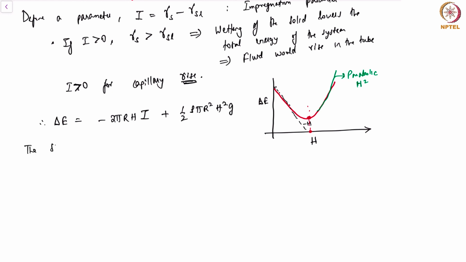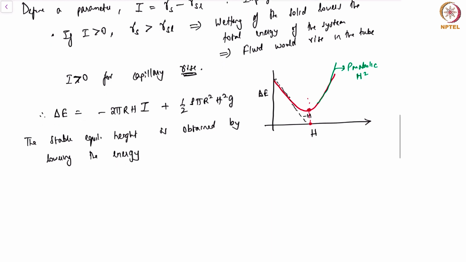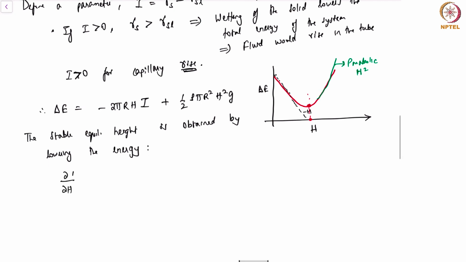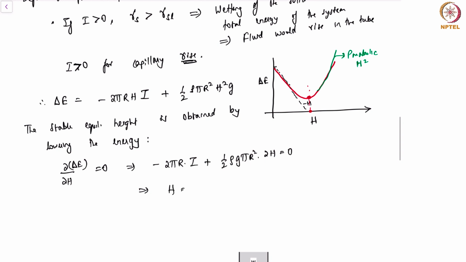the stable equilibrium height is obtained by lowering, or minimizing, the energy. And how do we achieve this? We say the derivative of the energy change with respect to height has to be 0. That's the minima of this curve, and I simply have minus 2 pi r times I plus half rho g pi r square times 2h is equal to 0. I simply get h will be 2 times I by rho g r.